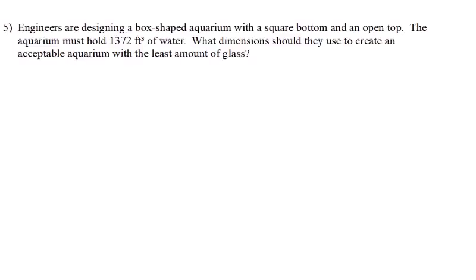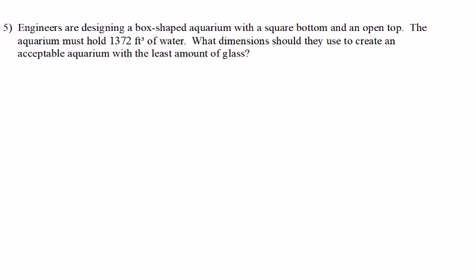All right, number 5. So engineers are designing a box-shaped aquarium with a square bottom. It's an important piece there, and an open top, right? So box shape, so that's a rectangular prism, right? And the aquarium must hold 1,372 cubic feet of water. So it says, what dimensions should they use to create an acceptable aquarium with the least amount of glass?